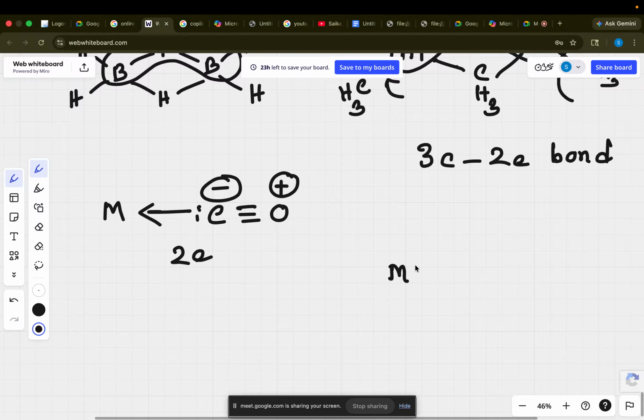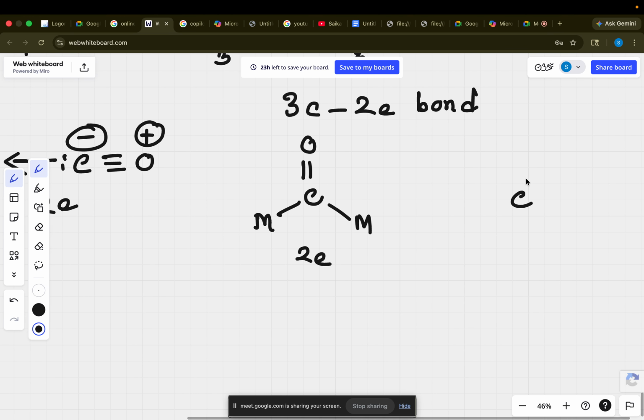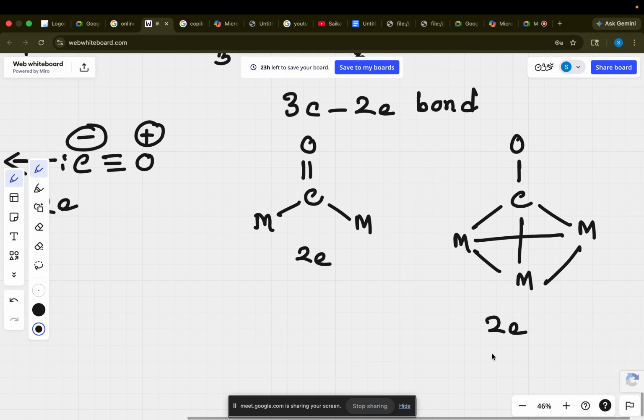Now you can see this kind of carbonyl compound is also possible. It looks like a ketone, though it is not a ketone. Here also the electron contribution will be 2. And if the carbonyl is attached to more than one metal center, then also the electron contribution will be 2.